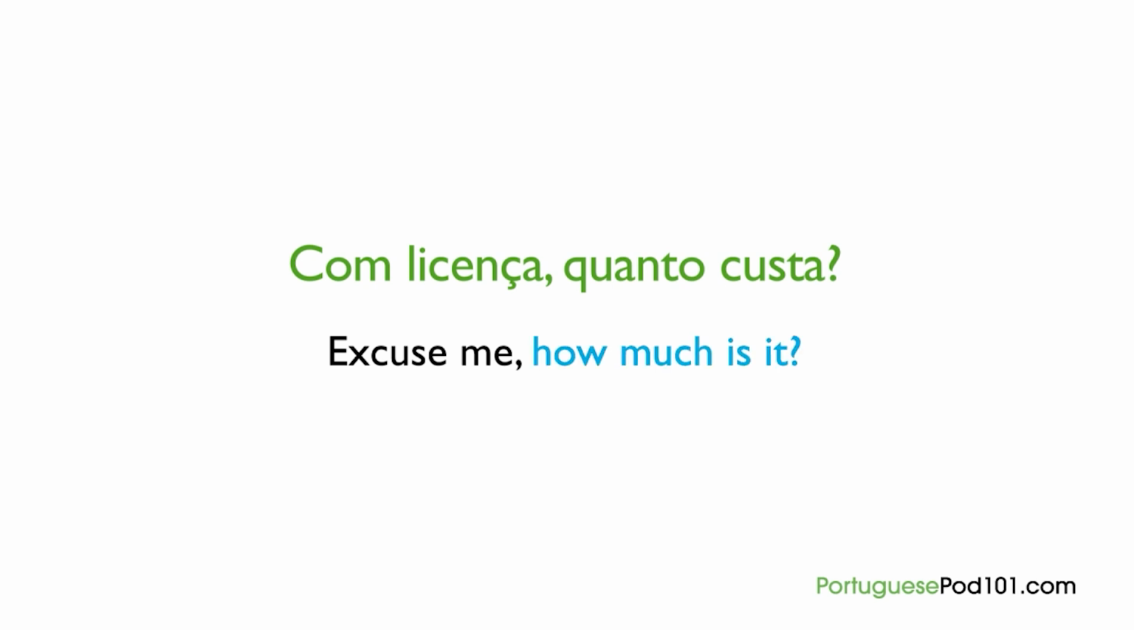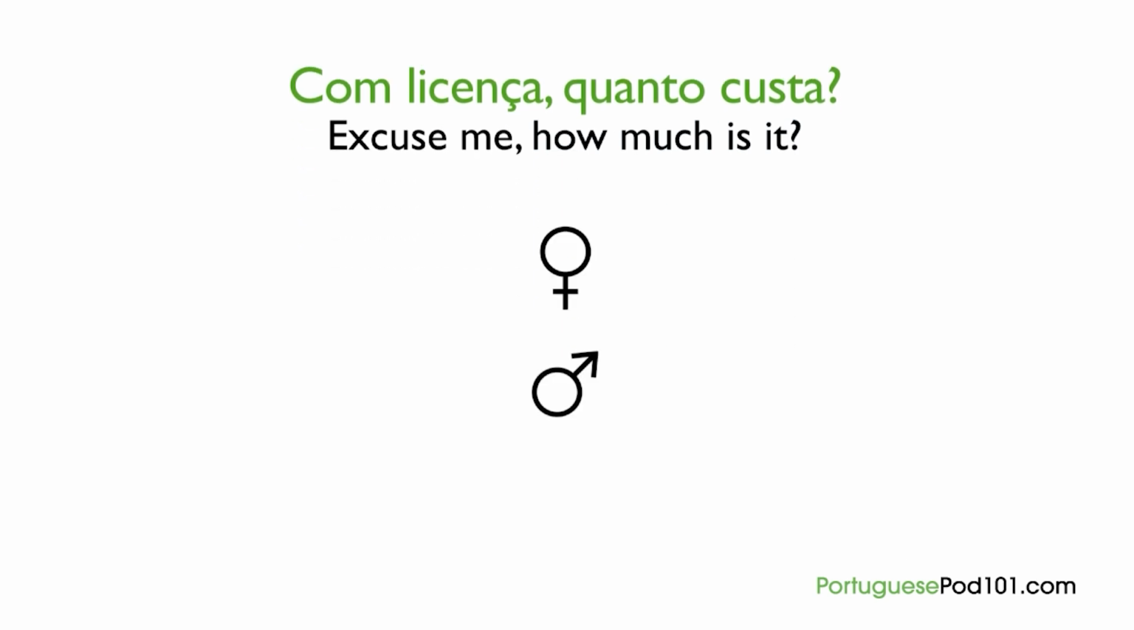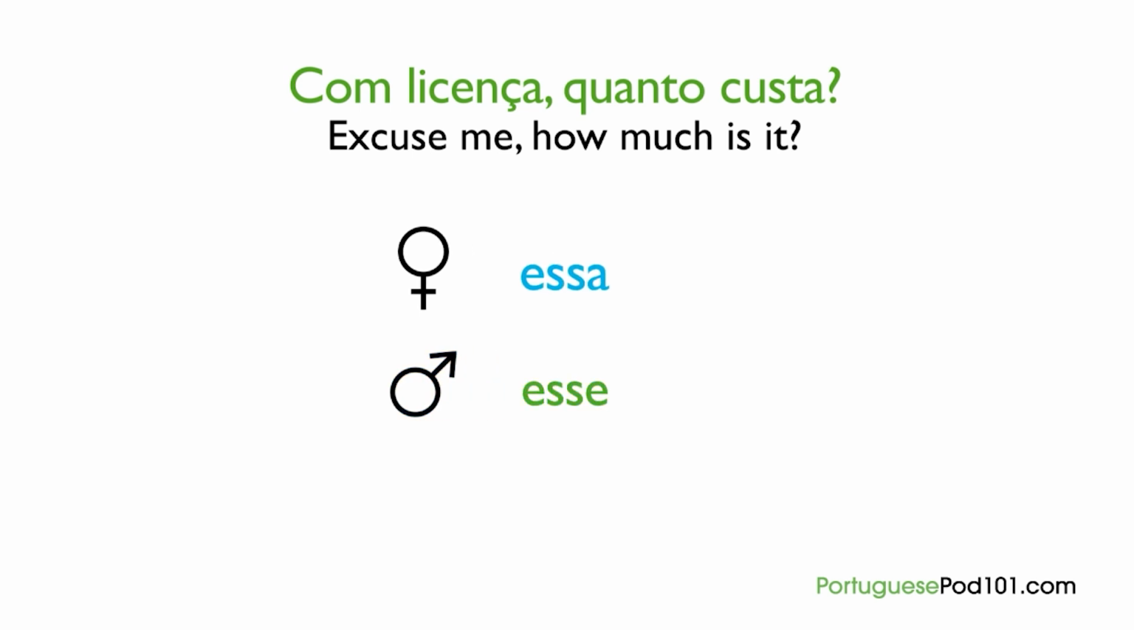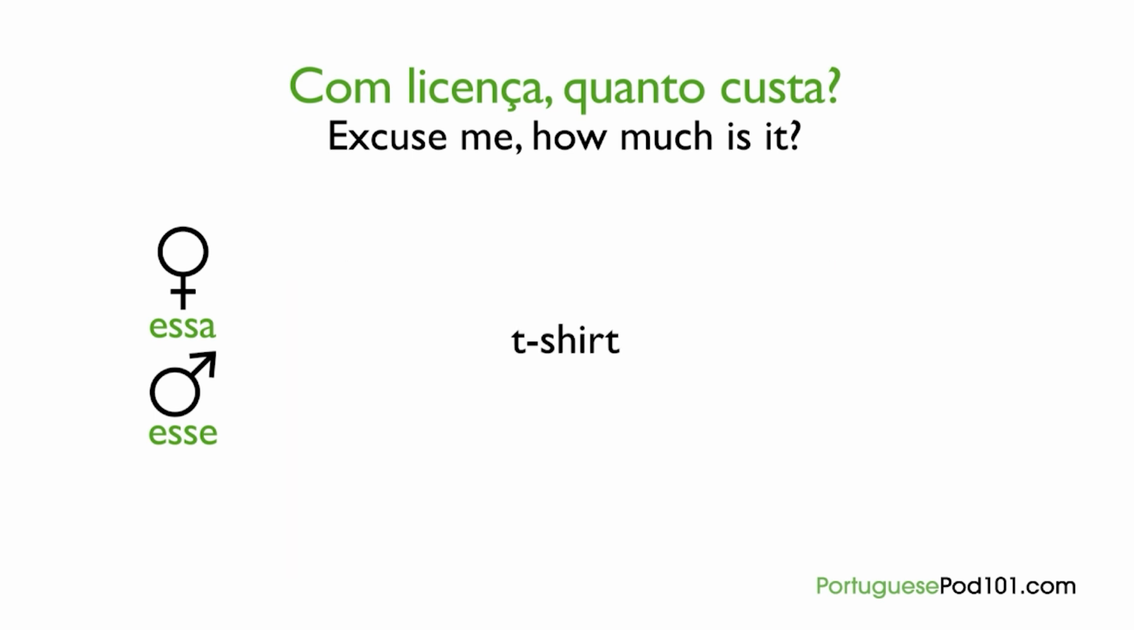certain type of object, we need to know if the object is feminine or masculine. If it's masculine, add esse, or essa for a feminine object, and then say the noun. For example, dress is masculine. Vestido. Com licença, quanto custa esse vestido? Excuse me, how much is this dress? Com licença, quanto custa esse vestido? And t-shirt is a feminine noun, camiseta.